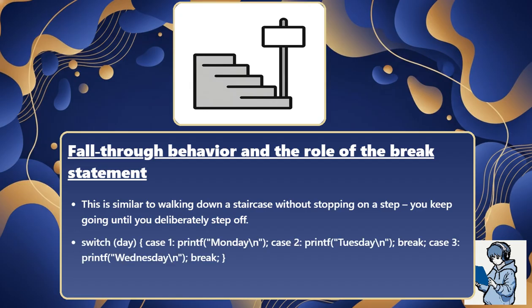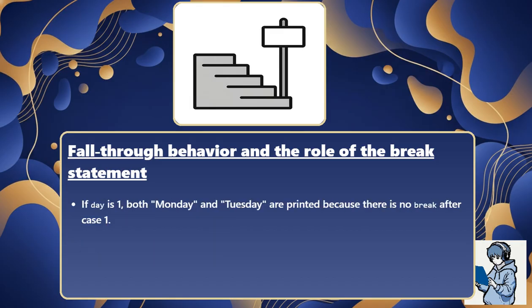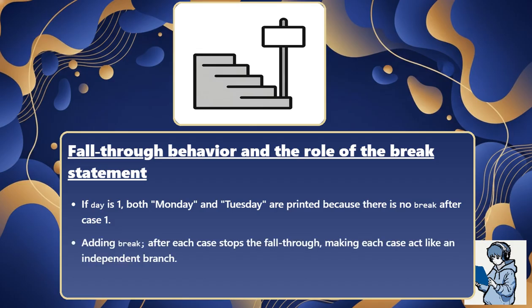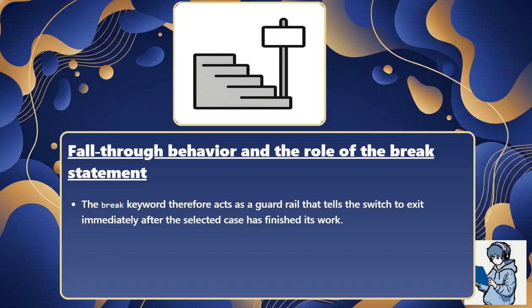switch (day) { case 1: print Monday newline; case 2: print Tuesday newline; break; case 3: print Wednesday newline; break; } If day is 1, both Monday and Tuesday are printed because there is no break after case 1. Adding break after each case stops the fall through, making each case act like an independent branch. The break keyword therefore acts as a guardrail that tells the switch to exit immediately after the selected case has finished its work.